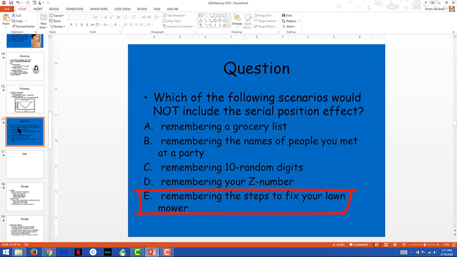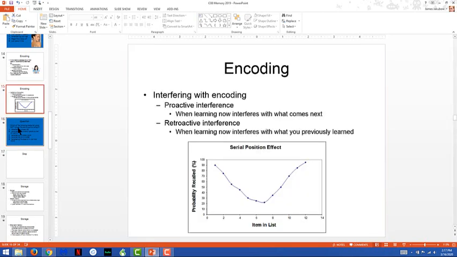But remembering the steps to bake a cake, fix your lawnmower, walk from one part of campus to another part of campus, always involves a particular sequence that always cues in the next component and thereby eliminates this whole U-shaped function that you wind up seeing with the serial position effect.